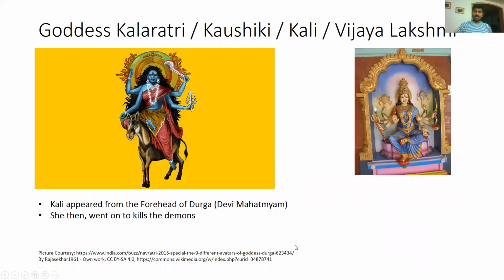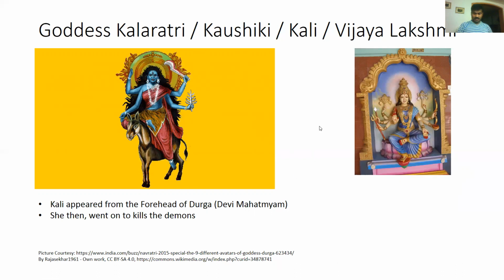So now we will come to the next interesting part, which is Kalaratri, Kaushiki, Kali, or Vijayalakshmi, or Kali in simple terms. Okay? Kali is a fierce form of Durga who appeared from the forehead of Durga. Again, as I said, how did they appear? It's all from one cell, 1 became 2, 2, 4, 4 became 8, and so on. And this form appeared from Durga. And then she went on to kill the demons.